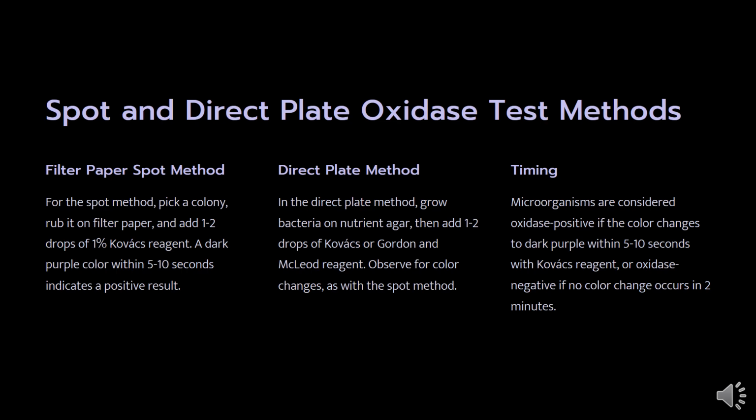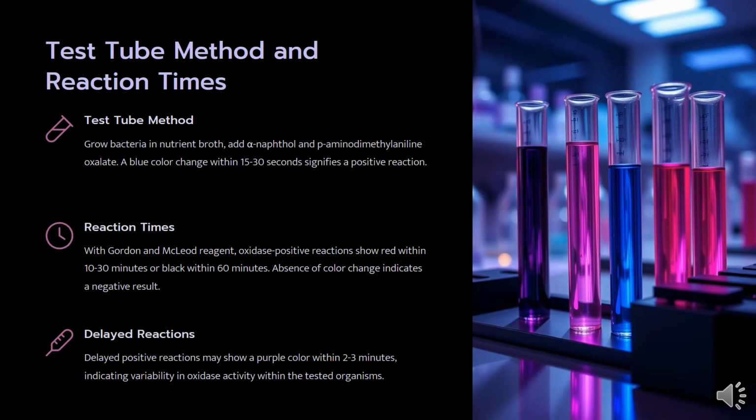So, the timing. Microorganisms are considered oxidase positive only if a dark purple color is obtained within 5 to 10 seconds with Kovacs reagent, or oxidase negative if no color change occurs in 2 minutes. Next is the tube test method. Here the bacteria are grown in nutrient broth, then alpha naphthol and p-amino dimethylaniline oxalate are added. A blue color change within 15 to 30 seconds signifies a positive result.